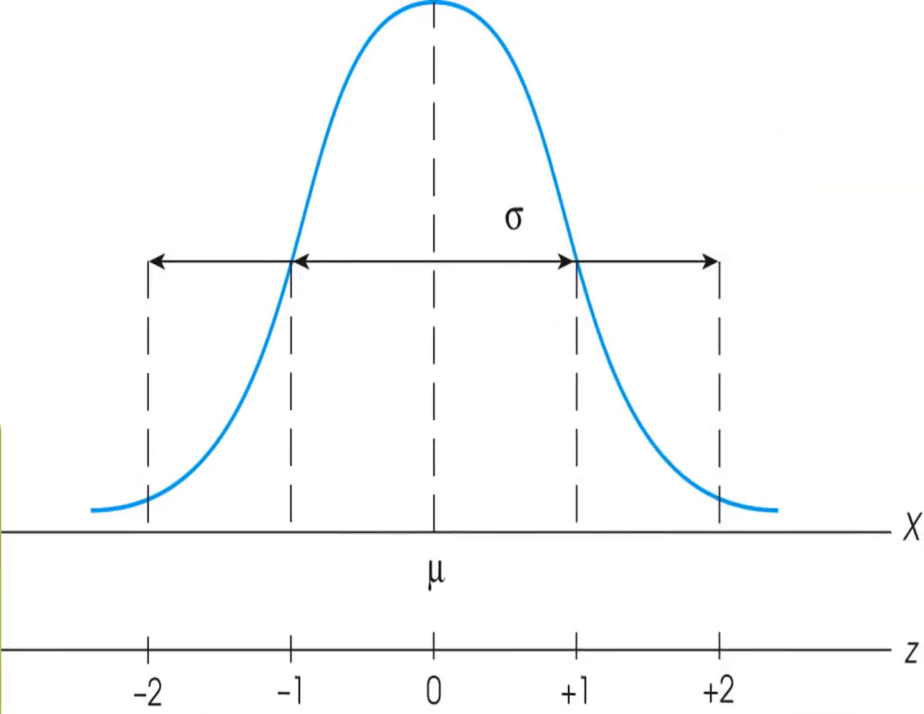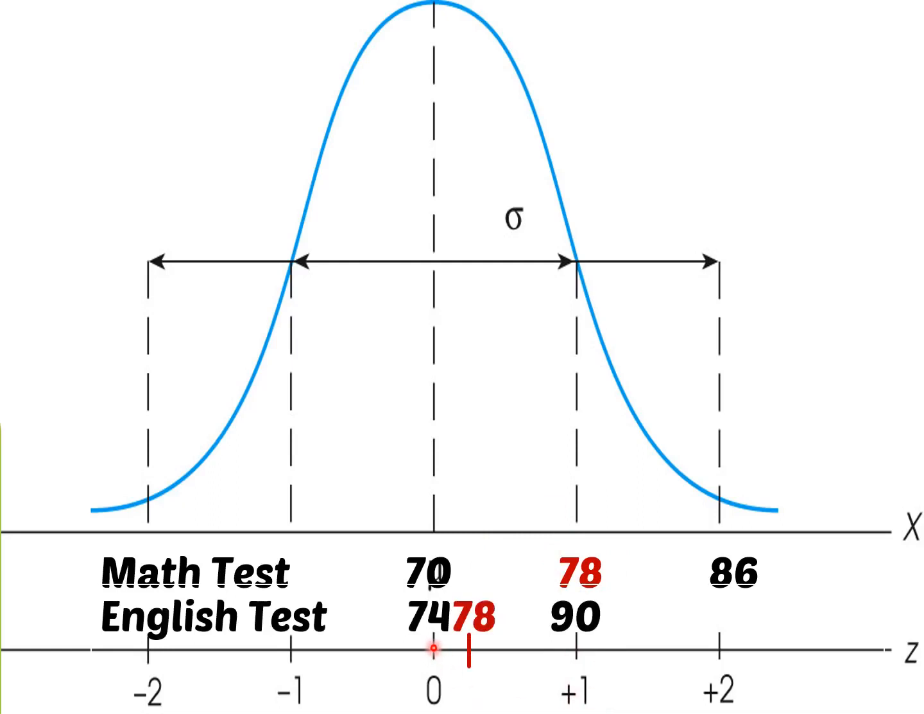To illustrate it in the normal curve, the math test has a mean of 70 and the standard deviation is 8. From 70, we add only 8. So this is the position of your 78, which has a z value of positive 1. For the English test, the mean is 74 and the standard deviation is 16. We convert 78 as the raw score, and the z value is equal to 0.25, which is only 1/4 of the distance from the mean. Our standard deviation is 16, and 16 divided by 4 is 4. That's why you have 74 plus 4, so this is your score, 78, and the z value is 0.25.